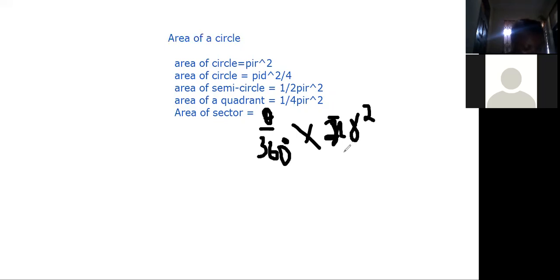The same is for the area of a minor sector. You use the same formula: theta over 360 times pi r squared. Now the area of a quadrant, I've already said it, 1/4 pi r squared. The area of a semicircle, I've already given it to you.